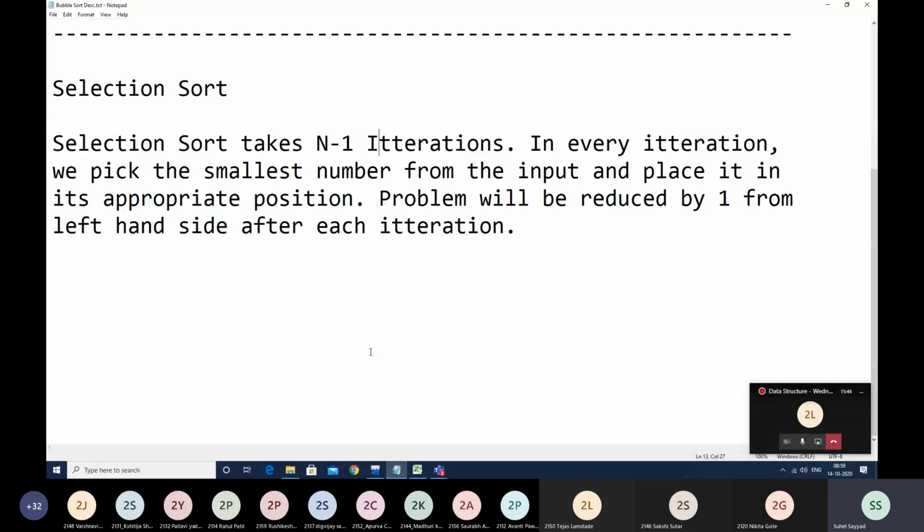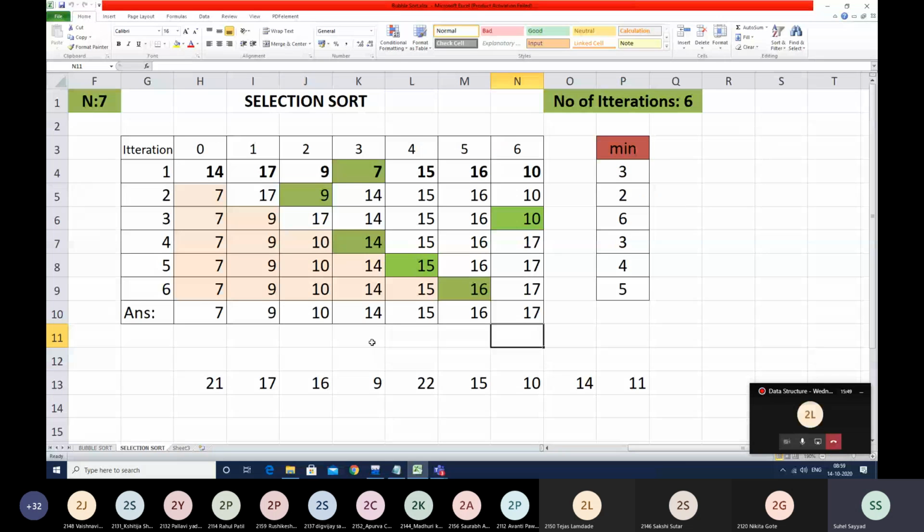Then the problem is reduced from the left hand side. So our problem is now from index number 1 to index number 6, from which we find the smallest number at index number 2. So we swap the index number 1 element with the index number 2 element in the second iteration. Then in the third iteration, we ignore the first two numbers, and the problem is from index number 2 to index number 6, in which we find the smallest number at index number 6. Then we swap index number 2 with index number 6. This process continues for n minus 1 iterations, that is 6 times, and the final result we get is the sorted input.